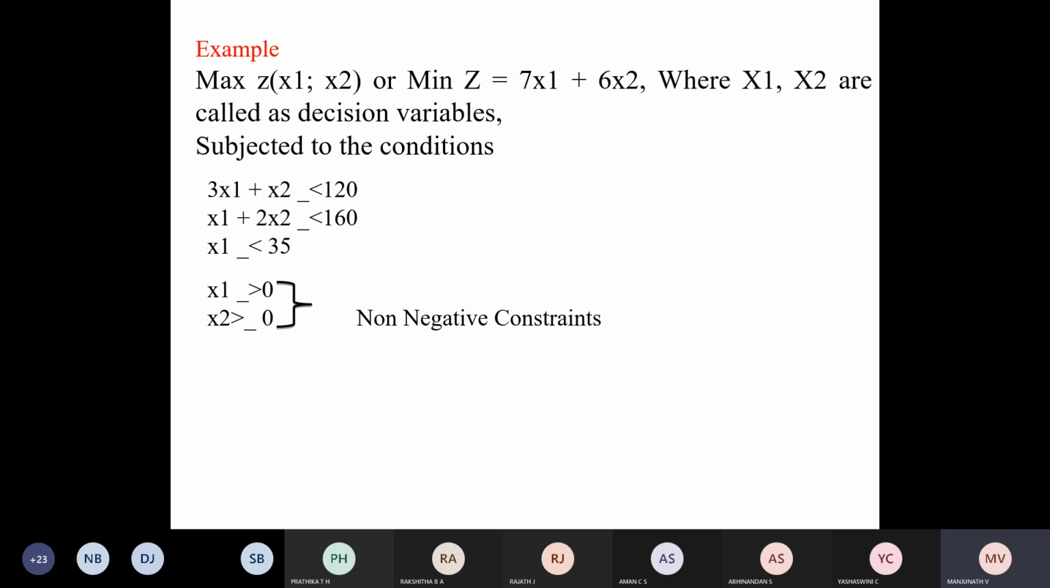This problem is all about finding the suitable values of x1, x2 subjected to conditions.